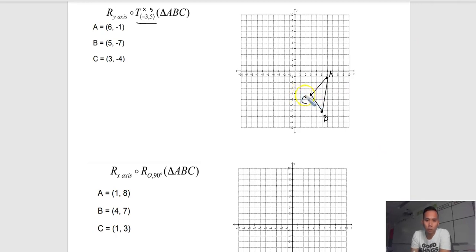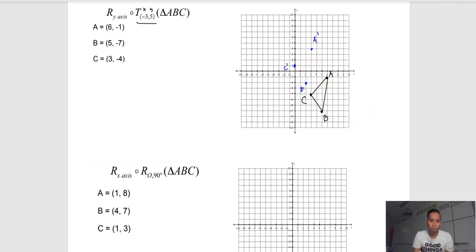So 1, 2, 3, and then 5 up: 1, 2, 3, 4, 5. This is my C prime, because that's the first movement. Then A, it's 3 left, 1, 2, 3, and 5 up, 1, 2, 3, 4, 5. This is my A prime. My B prime, it's 1, 2, 3, 1, 2, 3, 4, 5. This is my B prime. So kindly check the movement, guys.